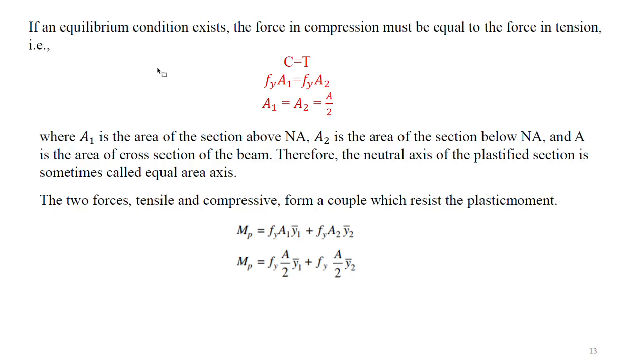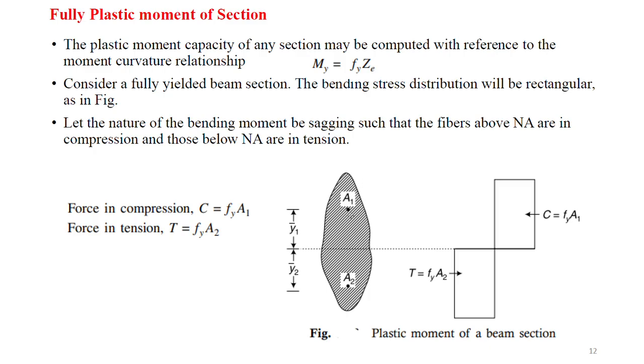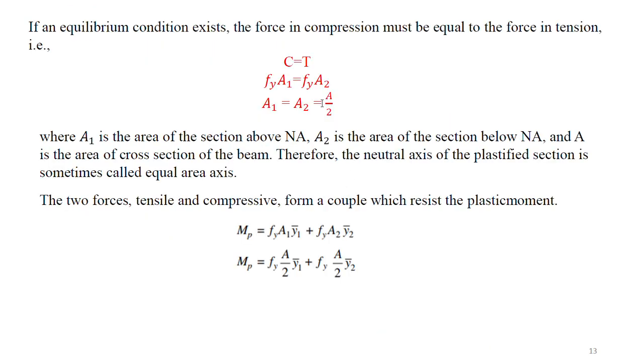After taking those forces from these sections, we take equilibrium equations. We take the equilibrium equation that the moment about the axis will be zero, or we balance the forces. Forces taken by the compression material are equal to the forces taken by the tension zone material. C, the compressive force, is equal to the tensile force, where C indicates the upper part of this body, Fy into A1, and T is the bottom portion of the body, Fy into A2.